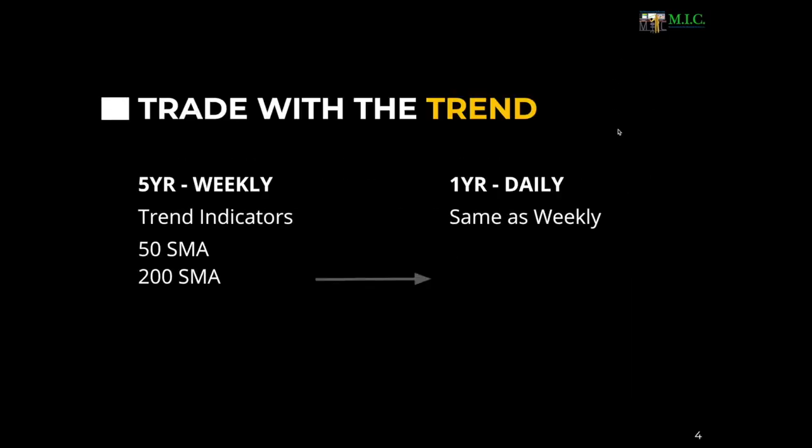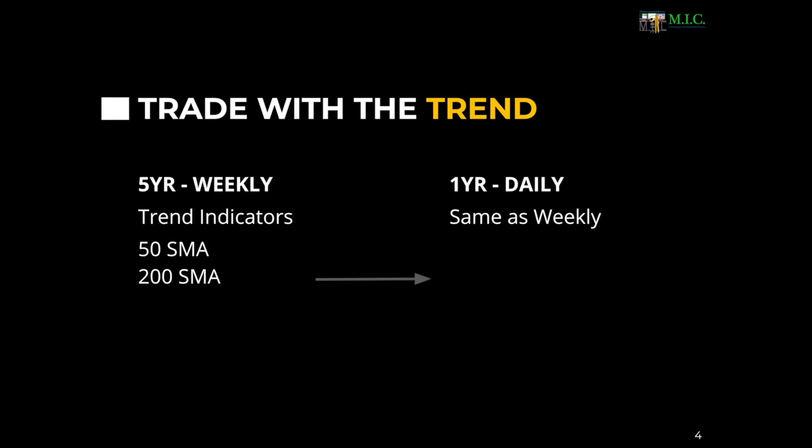Next, I trade with the trend. I don't care about the direction of the gap. I care about the direction of the chart. I look at the 5-year weekly chart to start off with, and the trend indicators that I put on my chart are the 50 period simple moving average and the 200 period simple moving average. That's a 50 period SMA and a 200 period SMA. That's really it. 1 year daily is my daily chart, and that's the same as the weekly.